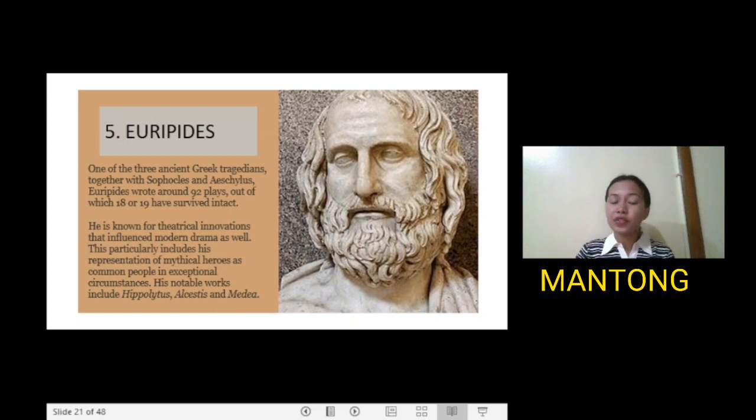Let's proceed to the fifth. We have here Euripides. Euripides is one of the three Greek tragedians together with Sophocles and Aeschylus. Euripides wrote around 92 plays, out of which 18 or 19 have survived intact. He is known for theatrical innovations that influence modern drama, including the representation of mythical heroes as common people in exceptional circumstances. His notable works include Hippolytus, Electra, and Medea.